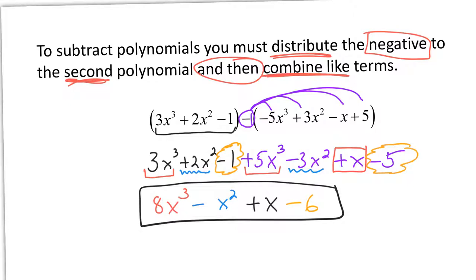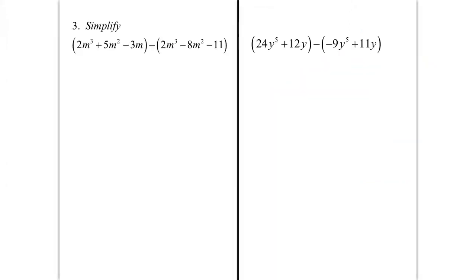So you just look for those like terms and you combine. Notice the answer is in standard form: 3, 2, 1, and then you have the constant, and you combine like terms. So let's try a couple more.